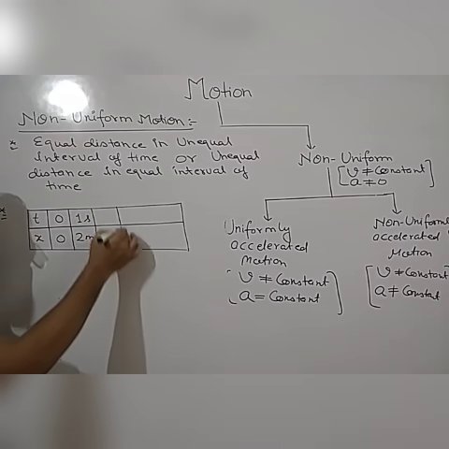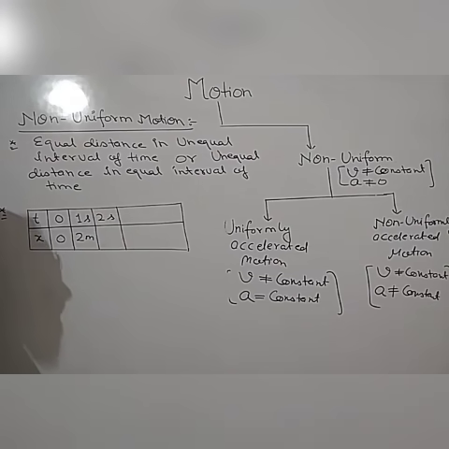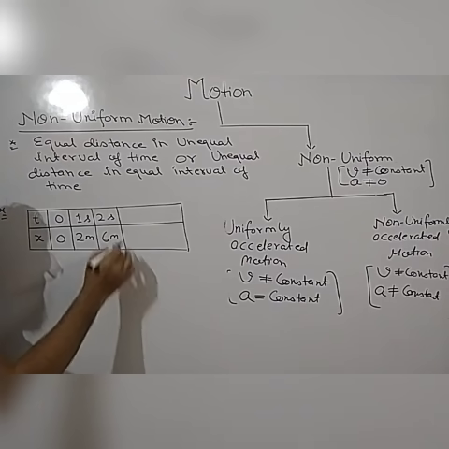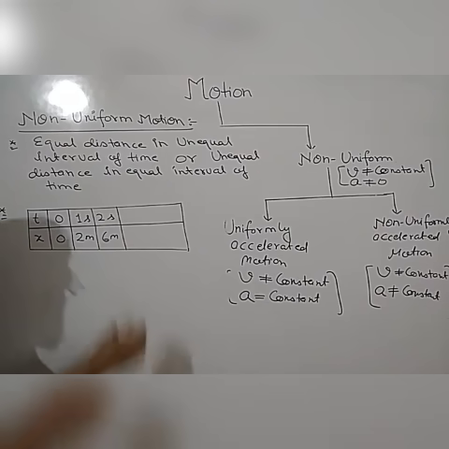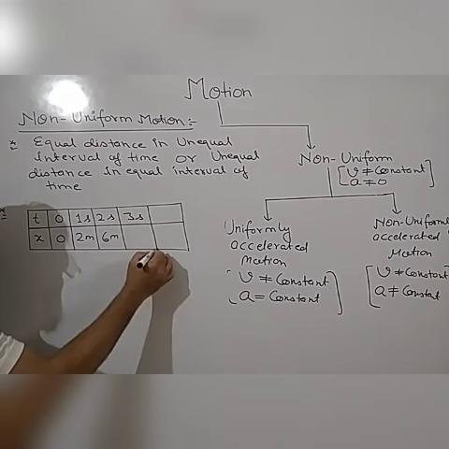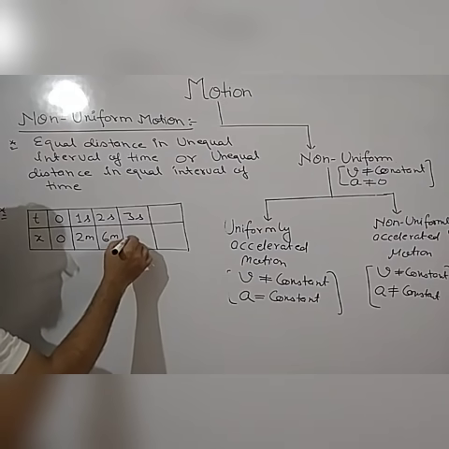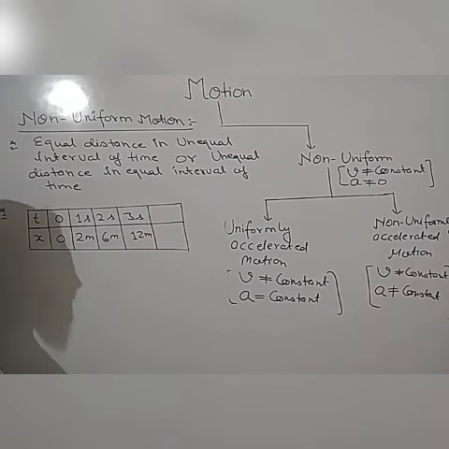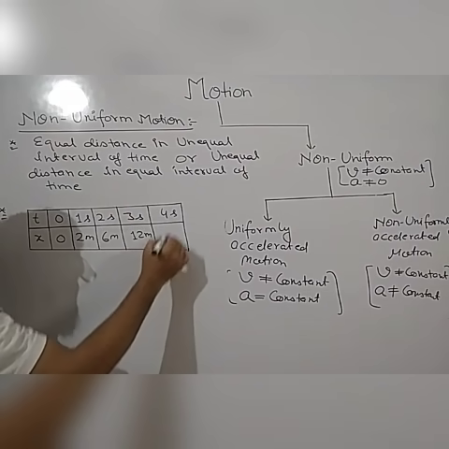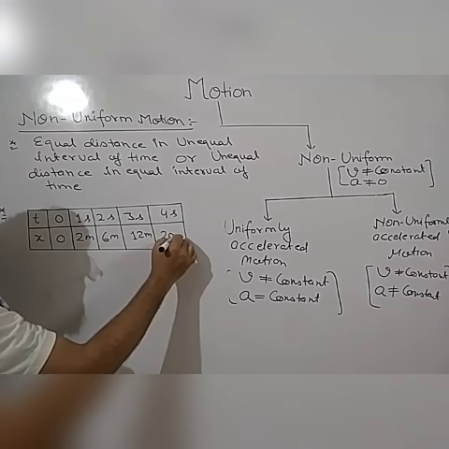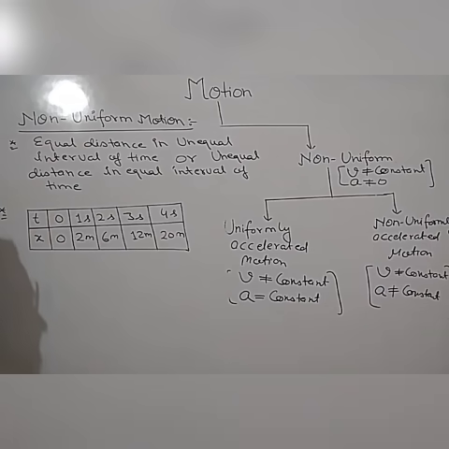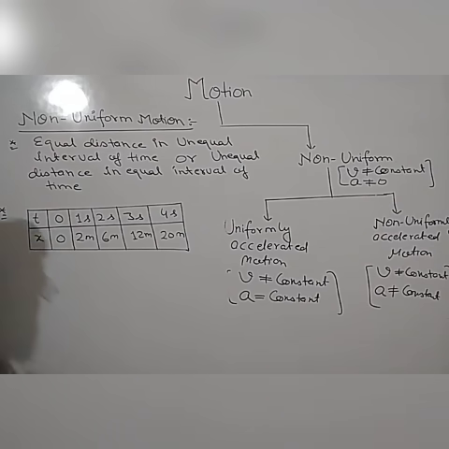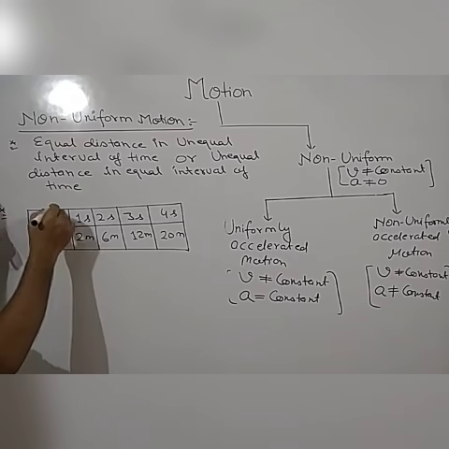Then after 2 seconds, suppose its position is 6 meter. Then after 3 seconds, its position is suppose 12 meter. Then after 4 seconds, suppose its position is 20 meter. Okay, so if we take such an example, now let us consider it from 0 to 1.